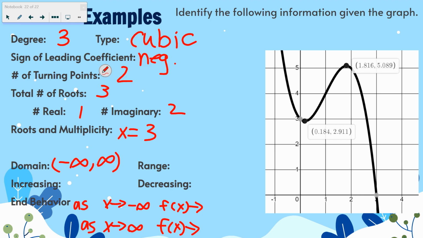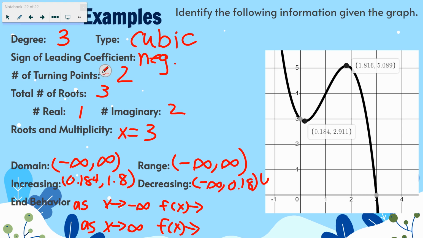Good job. And what about the range? Negative infinity to infinity as well. What about where are we increasing? From where to where? 0.184 to 1.8. And where are we decreasing? 1.8 to infinity. We'll start off with negative infinity, right? And then we'll go to 0.18. And then from 1.8 to infinity as well. Then lastly, our end behavior.